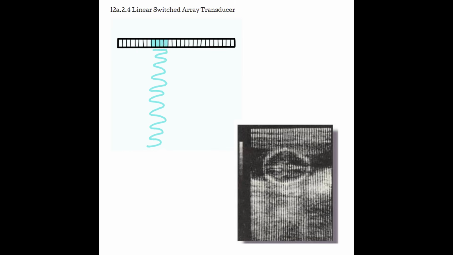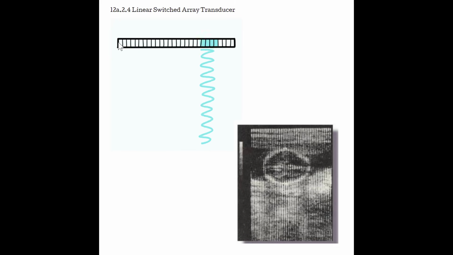This type of transducer in its original form as the linear switched transducer is obsolete now, but we actually do use linear transducers on our modern machines that use sequencing, but also introduce some phasing into it as well. That's why it's important that we learn about this first type of transducer so we understand how our modern transducers have evolved. So the linear switched array transducer used sequencing to create the image.